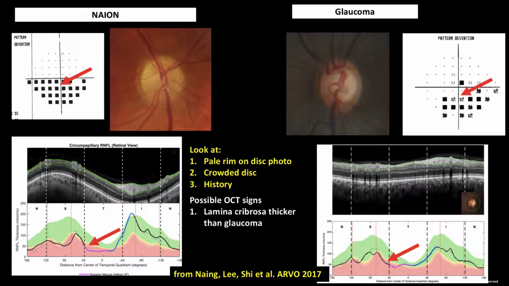We think that the lamina cribrosa is thicker than in glaucoma for equivalent field losses. And we've had some success in distinguishing between ION and glaucoma by looking at the ratio of the BMO minimum rim width to circumpapillary retinal nerve fiber layer thickness. That's a technical point that may be lost on some of you, but not important for now.